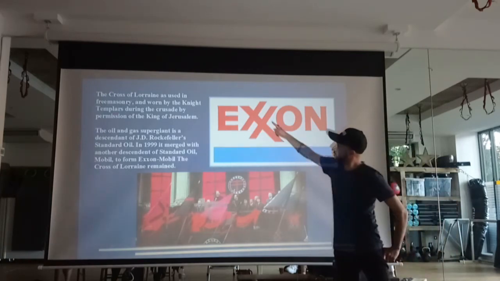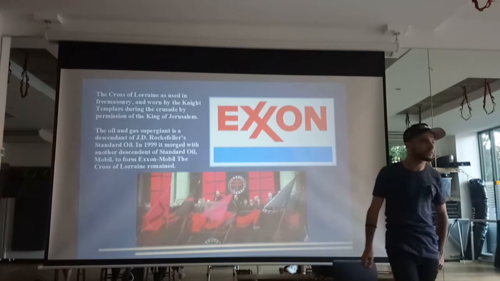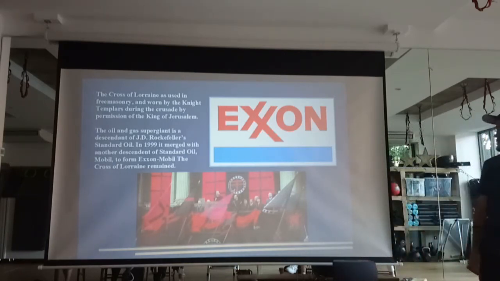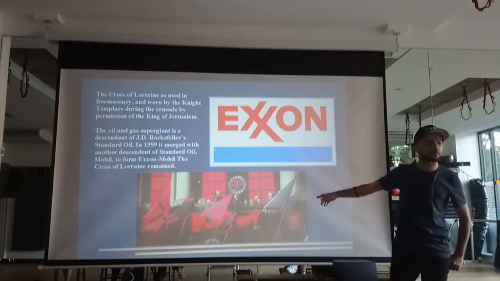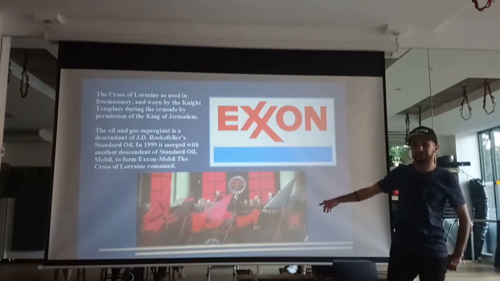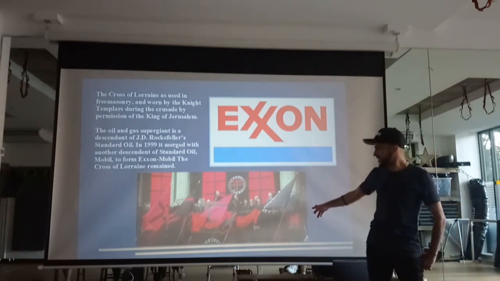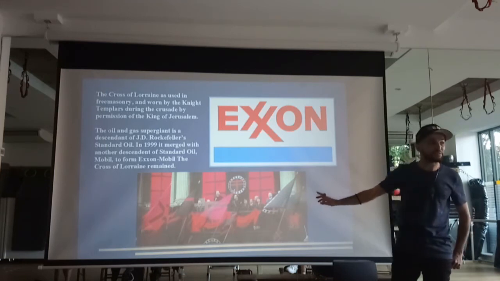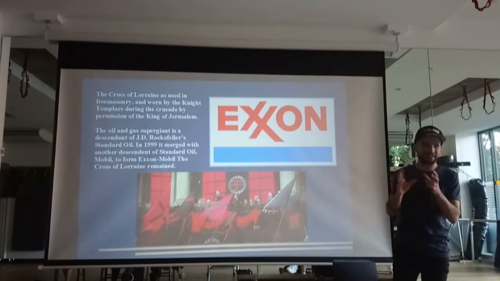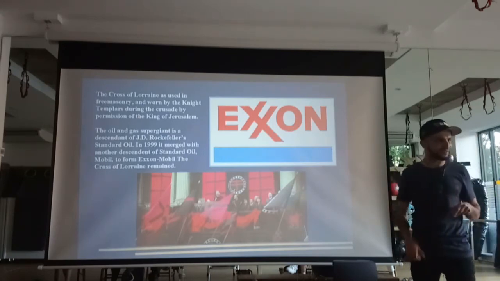So you can see the Cross of Lorraine. If you were to tilt your head a bit sideways, you can see the cross there on the Exxon symbol. Again, this is something I thought I'd use because I don't know if you've ever watched V for Vendetta, the film. Really great film. And the bad guys are represented with this cross. That's why it didn't hit big during the cinemas. Anything that sort of exposes them as the bad guys, they don't like.